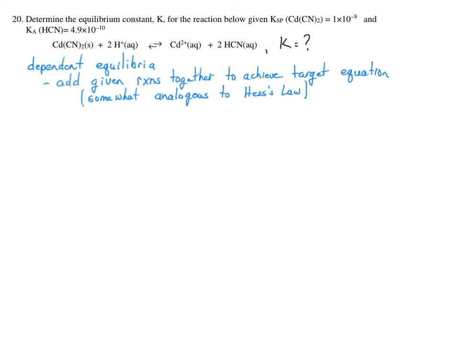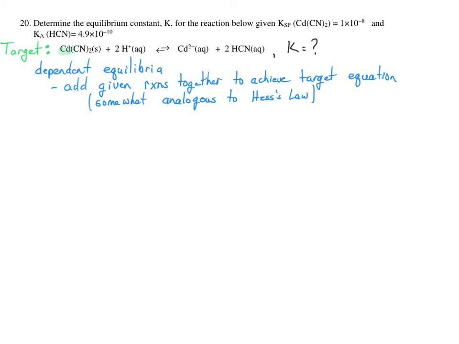This problem involves dependent equilibria. We have two simultaneous reactions going on. We can recognize it because we're given equilibrium constants for two different processes. This here is our target equation.